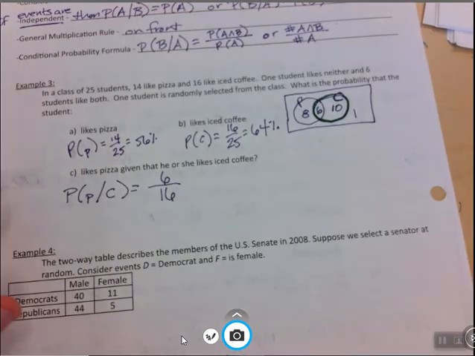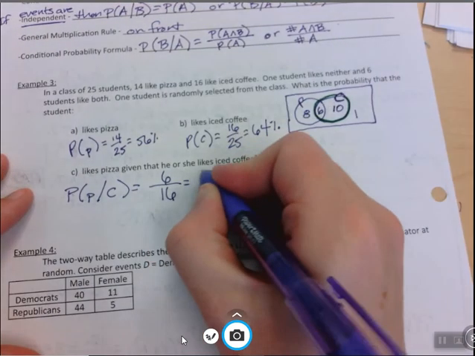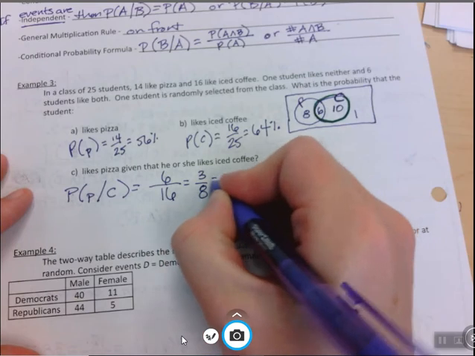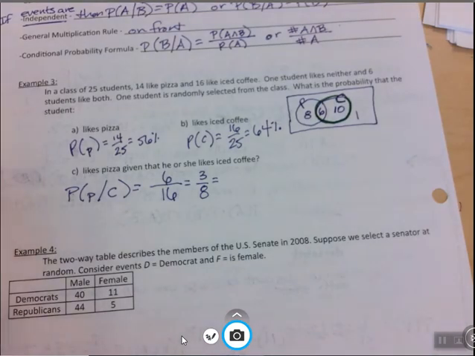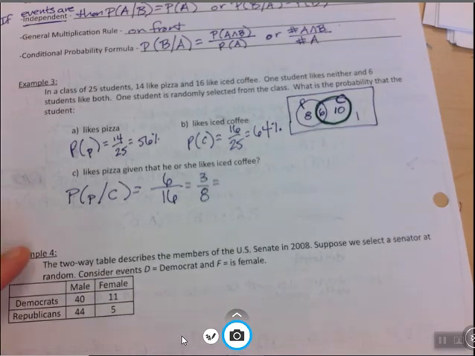Alright, so 6 out of 16, we can simplify it. Did anybody make it into a percent? 37.5%? Okay.